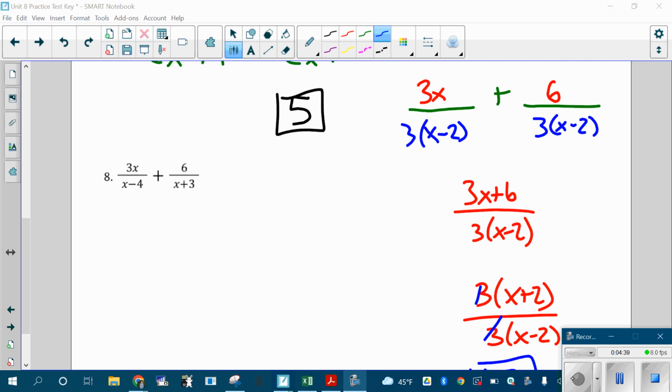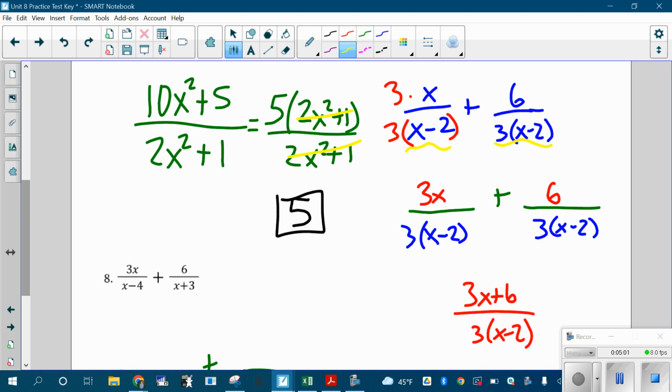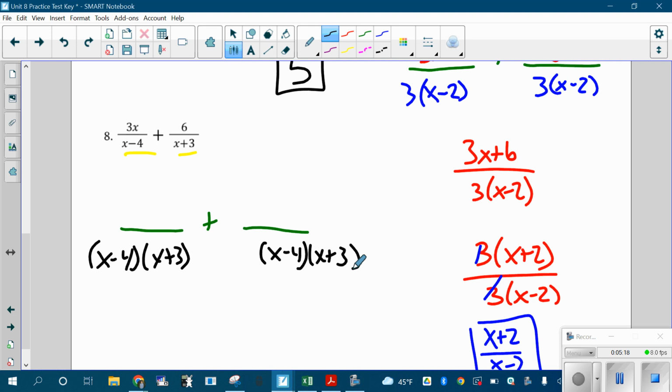Number 8 is again a tricky one because I have different denominators. Okay. There's no factoring I can do. So I just have to figure out what these common denominators are going to be. X minus 4 and x plus 3 have nothing in common with each other. They're just 2 completely different denominators. And when your denominators are completely different, remember back to the last one, my two denominators were kind of similar to start. This one, they're completely different. The common denominator that you use is just the two denominators multiplied by each other. There's no other choice for a common denominator besides just the two denominators multiplied by each other. Okay.